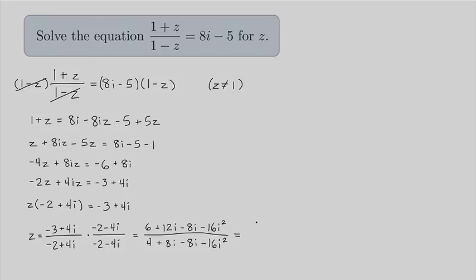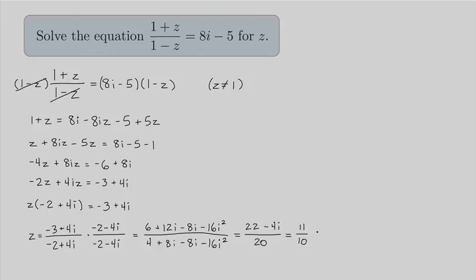So on the top, the i squared is really negative 1, which means that's going to give me a positive 16. 16 plus 6 is 22. And then 12 minus 8 is 4. And on the bottom, let's see, the 16 is going to be positive. The 8i's cancel, and 16 plus 4 is 20. So I can reduce this and make this 11 tenths.